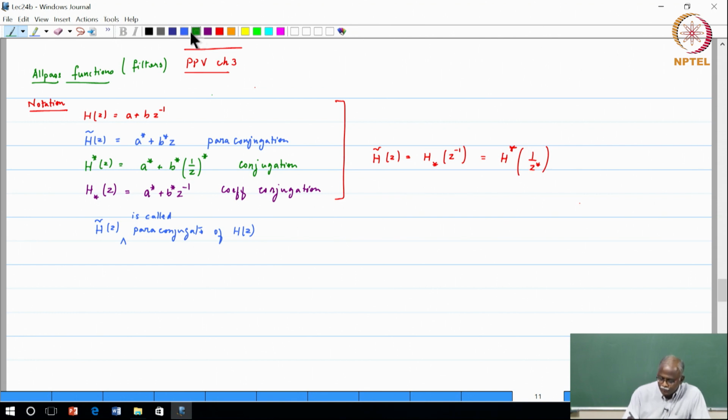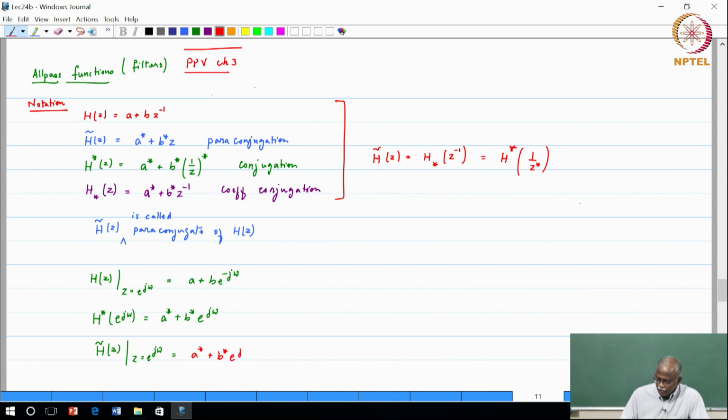So, when you look at this function on the unit circle, H of Z evaluated on the unit circle, H(e^{jω}), you can say that this is equal to A plus B e^{-jω}. Okay. Now, if I conjugate, H conjugate e^{jω}, then what do I get? I get A star plus B star e^{jω}. Okay. Now, please evaluate H tilde of Z equal to e^{jω}, you actually get the same thing, you get A star plus B star e^{jω}.